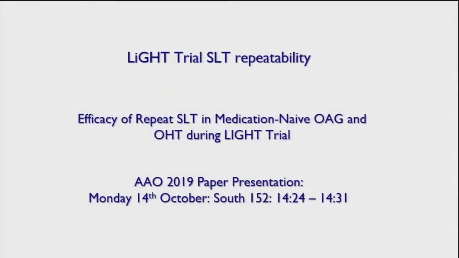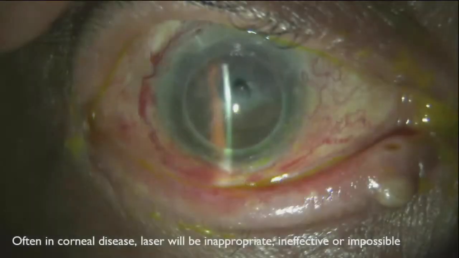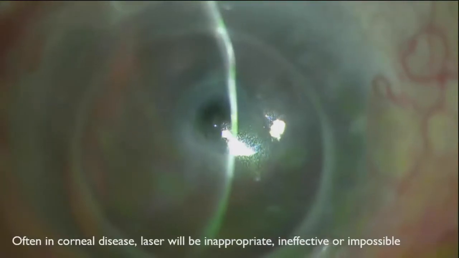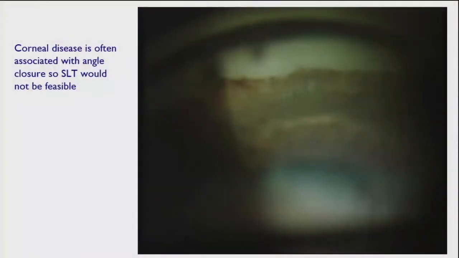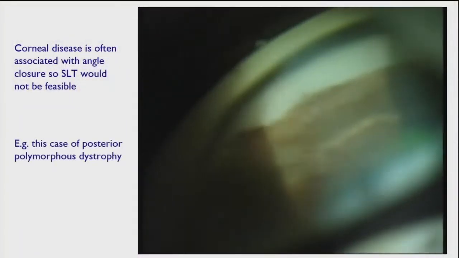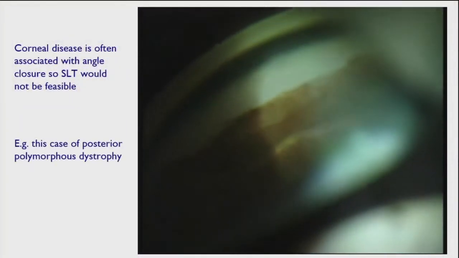And the LiGHT trial repeatability study will be presented on Monday in South 152 at 1424 by Gus Gazzard, the trial chief. So often in corneal disease, you can't really do SLT if you can't see the angle, or if the angle is completely closed, such as in this case of posterior polymorphous dystrophy. So then you're really still stuck with medication or surgery.